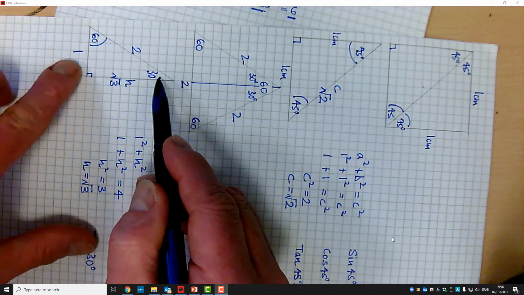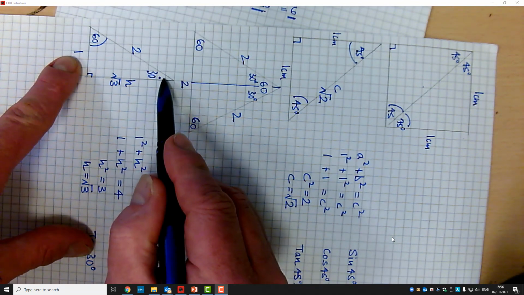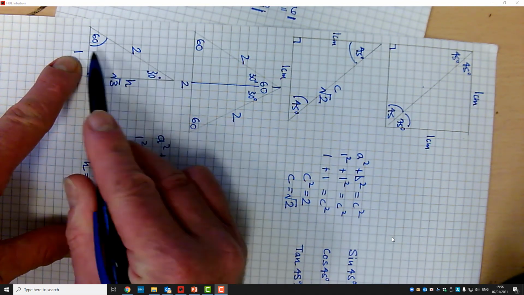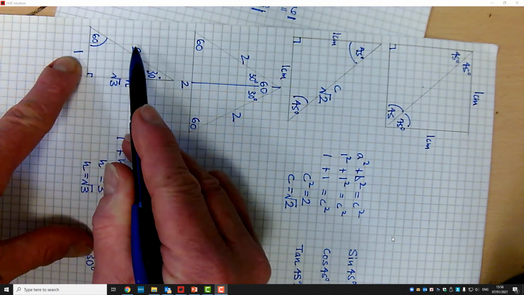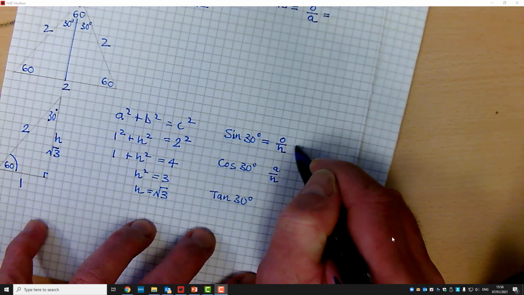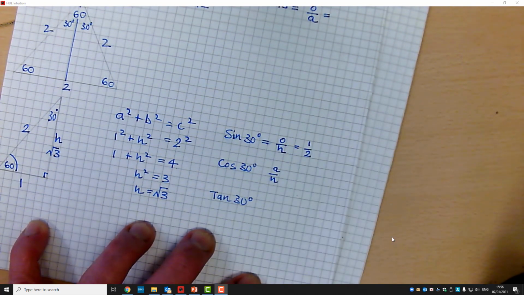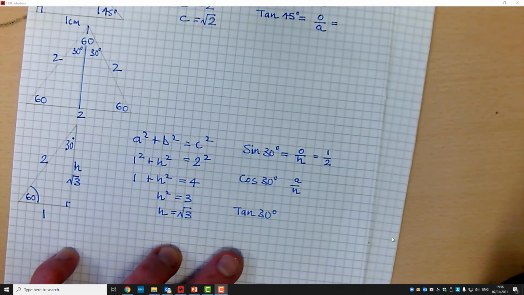Here's 30. Here's the side that's opposite, and here's the hypotenuse. So for 30 degrees, the opposite is 1 and the hypotenuse is 2. Let's put that in. The opposite is 1 and the hypotenuse is 2. So the sine of 30 degrees is a half.